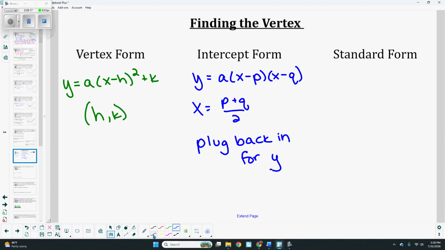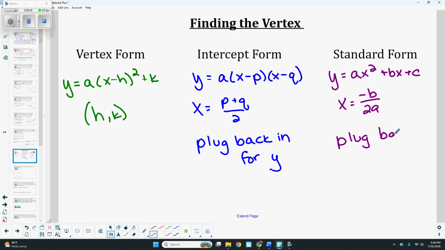Standard form, which we know is y equals ax squared plus bx plus c. For the x, we're going to do negative b divided by 2 times a. And then once I know what the x is, again, we plug it back in to get the y.